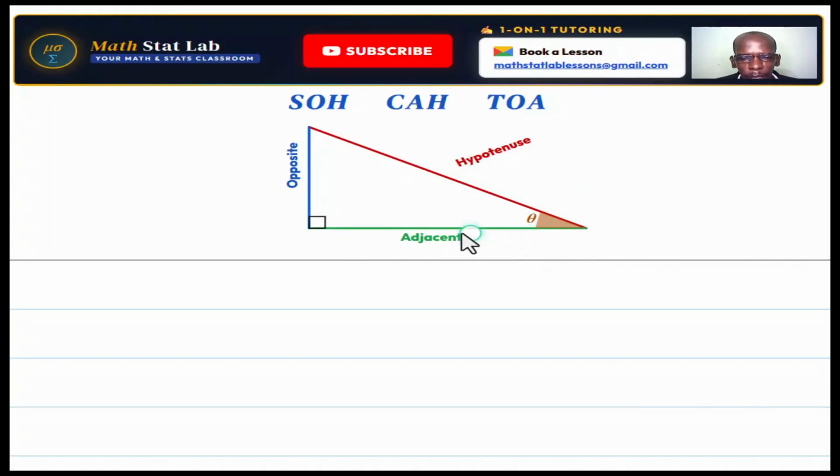Then, the remaining two sides, we name them based on the angle we want to find. Like for example, in this case, because we want to find this angle, this side here we call the adjacent. So adjacent is the side which directly interacts with the angle we want to find. Then the side which doesn't interact with the angle, we call the opposite, but the hypotenuse remains unchanged.